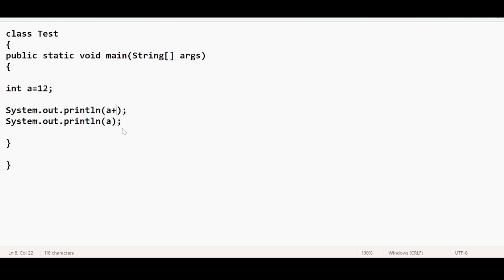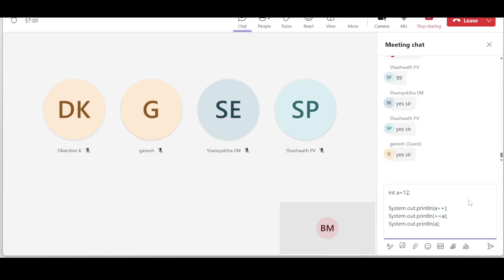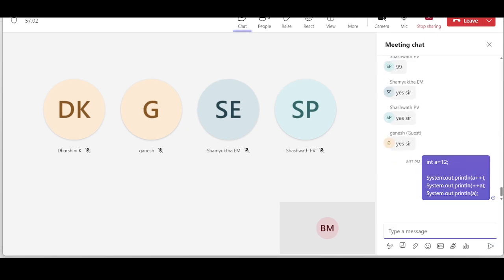So now I am taking A plus plus A. Okay, think and answer. First we have three System.out.println statements. Think and answer.